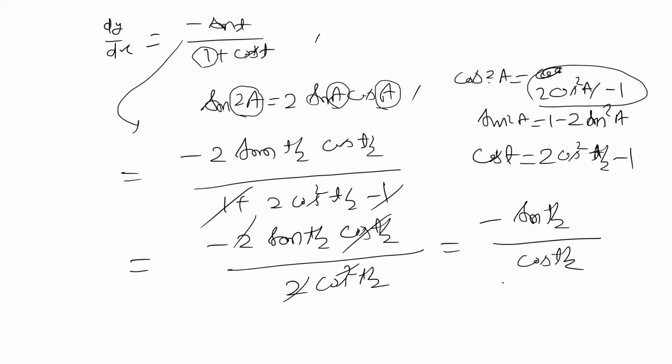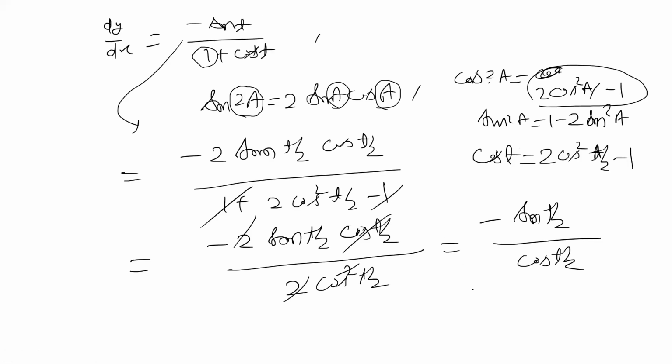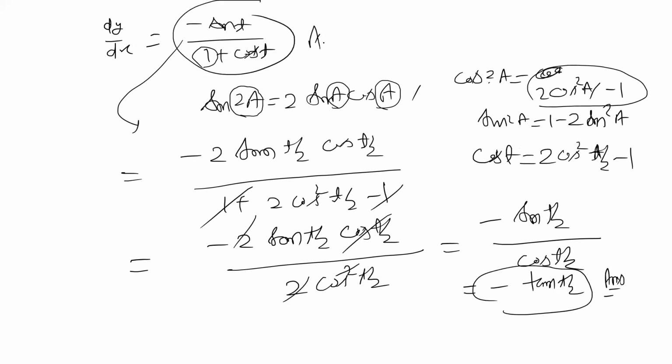Then you can also write minus tan t by 2. This is also correct, this is also an answer, but this is another form: minus tan t by 2.